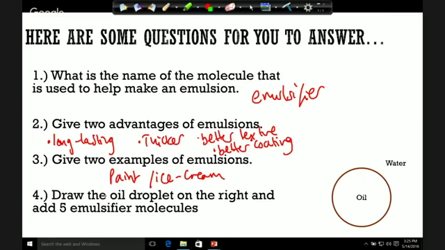And for the higher tier question, draw the oil droplets on the right and add 5 emulsifier molecules. You need the head end outside, that's hydrophilic, and the tail end inside, like that.